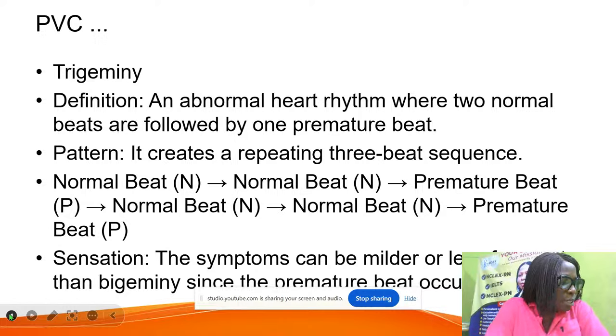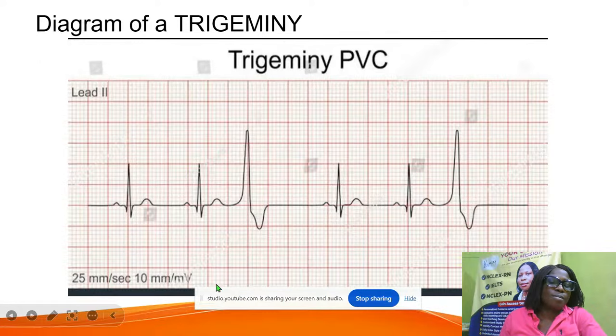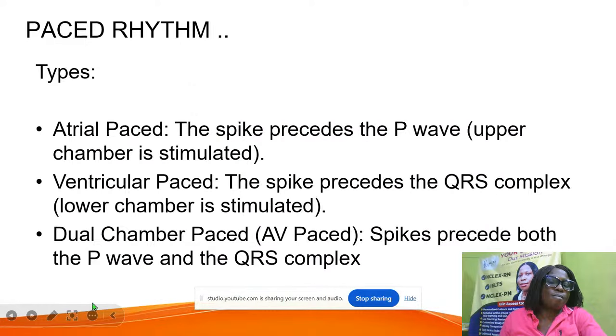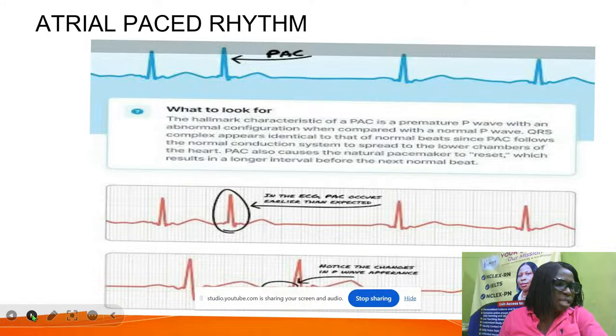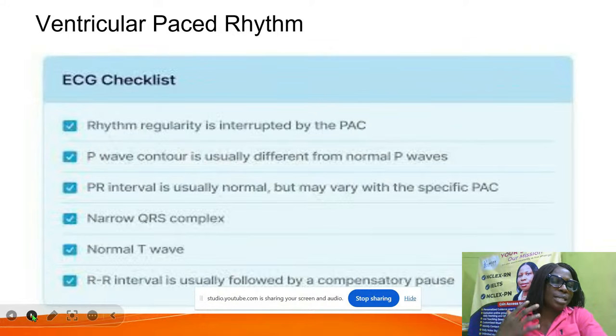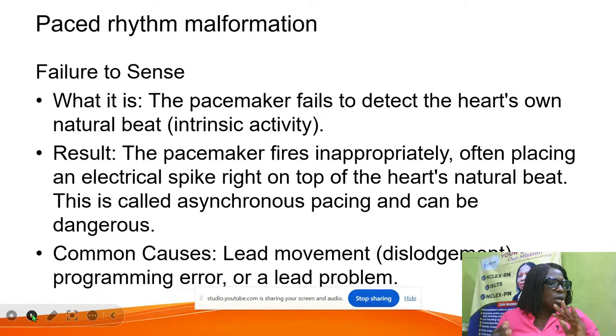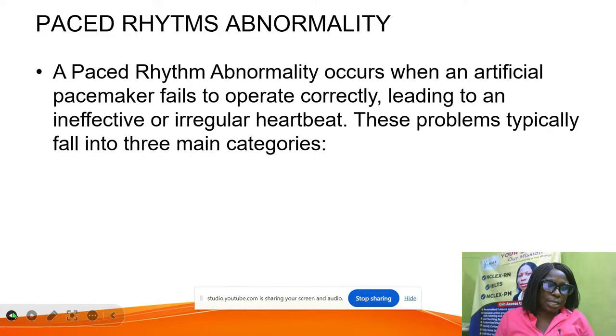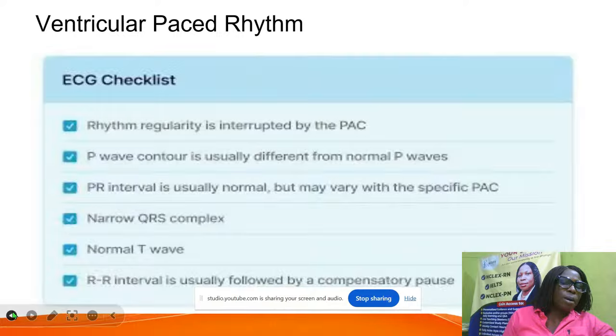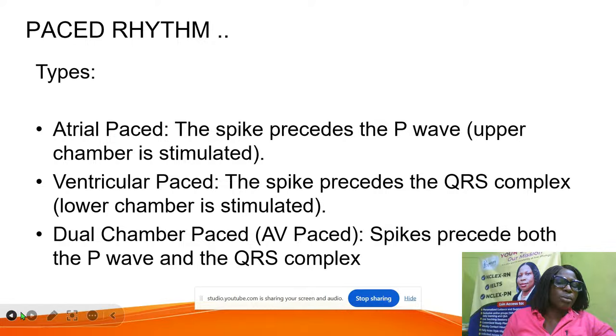Okay, it's irregular beats. Wow. Why do you think it's irregular beats, ma? The rhythm is naturally regular, but once this thing occurs, a premature beat, it causes problems with regularity and makes it an irregular rhythm.